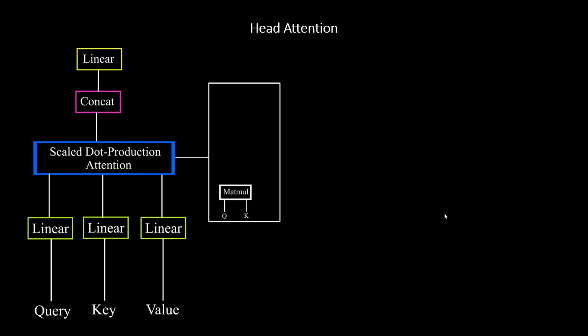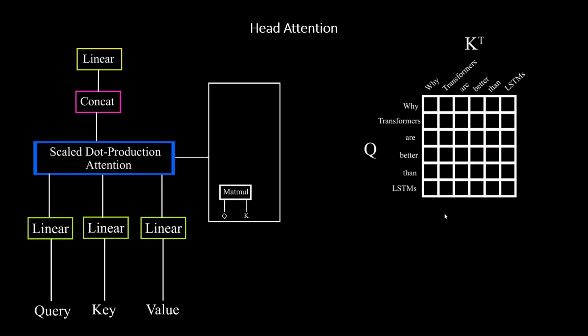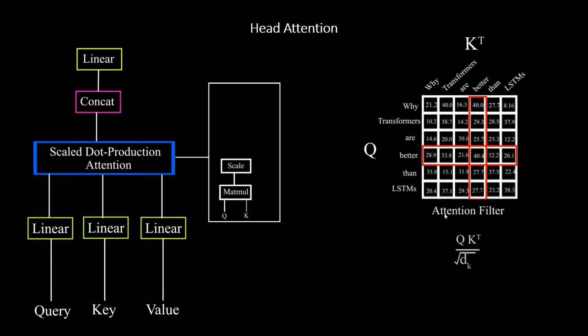First, it will take the dot product between query and key, which will output a correlation matrix where the values of each row and each column represent how much the word in the row is related to the word in the column. This matrix is also called the attention filter. Then the values of this matrix are divided by the square root of the number of dimensions, in our case 6, to scale these values into a certain range.